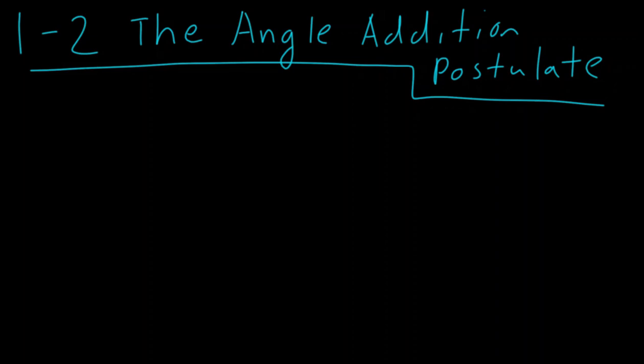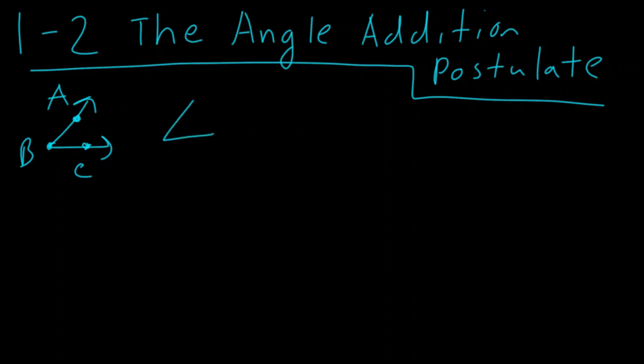Okay, welcome to our next section, 1-2, the angle addition postulate. Now, when talking about angles, I first want to talk about how do we label an angle. Well, let's say I just drew this angle right here, and this line will be A, and here we're going to have B, and here we're going to have C.